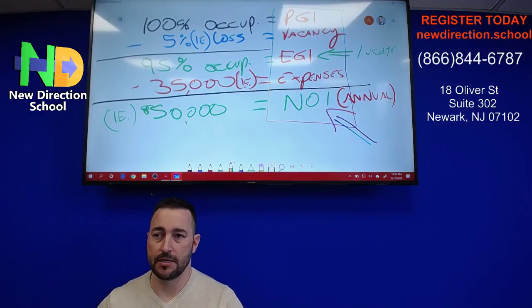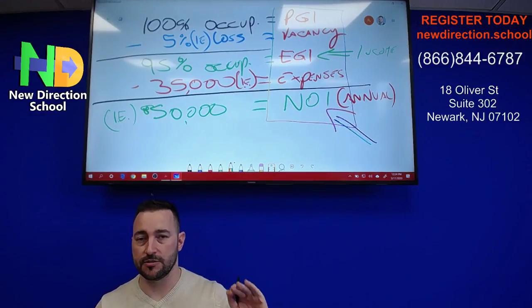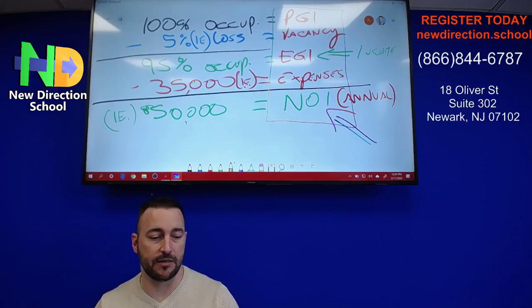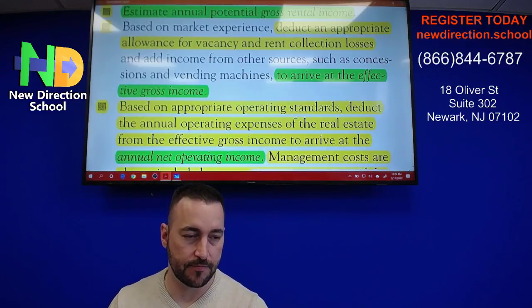You guys got it? Just like your paycheck, there's deductions. NOI is the net, net operating income. You got it right here. Okay?